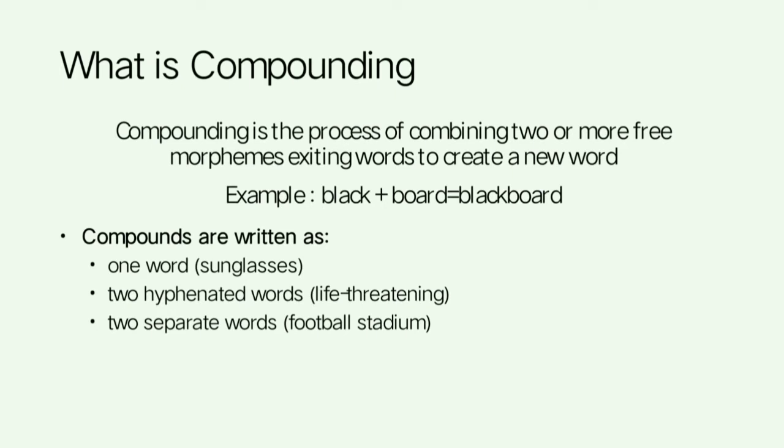Compounding atau penggabungan bisa ditulis sebagai satu kata, dua kata dengan tanda penghubung, dan dua kata terpisah. The first one is one word atau satu kata. The example is sunglasses. There are not any blank space between the words sun and glasses. The second one is two hyphenate word atau dua kata dengan tanda penghubung. For example, life-threatening. There is a hyphenate between the word life and threatening.